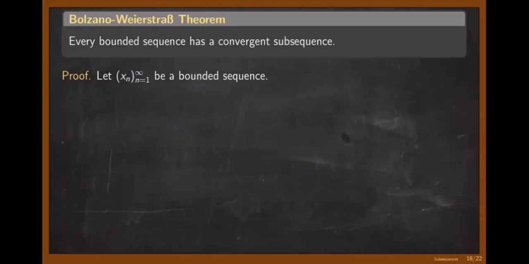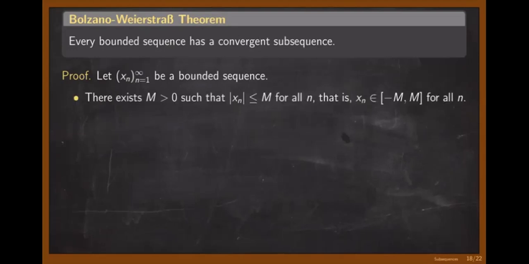Start tayo sa assumption na si x sub n ay bounded. Being bounded means that you can find an M greater than 0 so that the absolute value of x sub n is less than or equal to M for all n. Again, ang meaning nito, yung lahat ng terms ng sequence mo can be found in some closed interval from minus M to M. So, balikan nyo lang yung definition natin ng bounded. Yan yun.